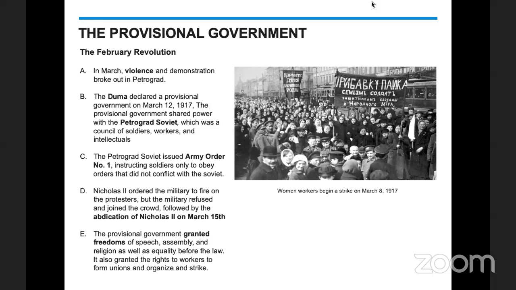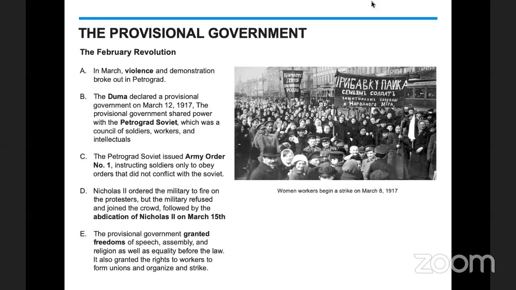And that government is going to end up sharing power with the Petrograd Soviet. And this is a council of about 2,000 to 3,000 soldiers, workers, intellectuals. And this is going to escalate over the next few days. And we're going to see this escalating as the Soviet issues an army order, Number 1. And that is going to tell the soldiers in the army that they can only obey orders that don't conflict with the Soviet itself and what its goals are and what they have broadcast.